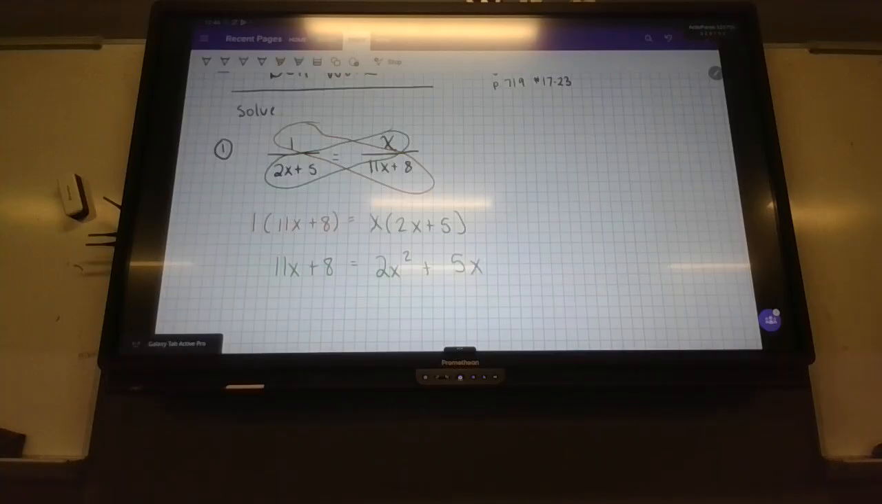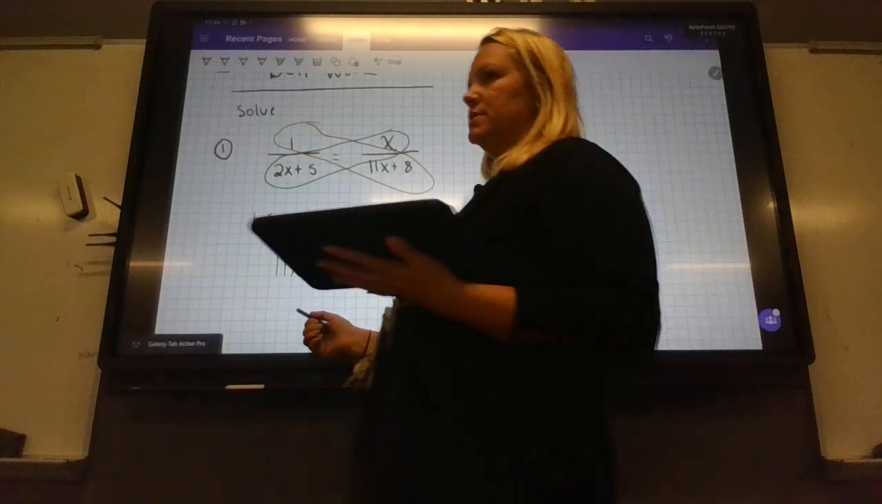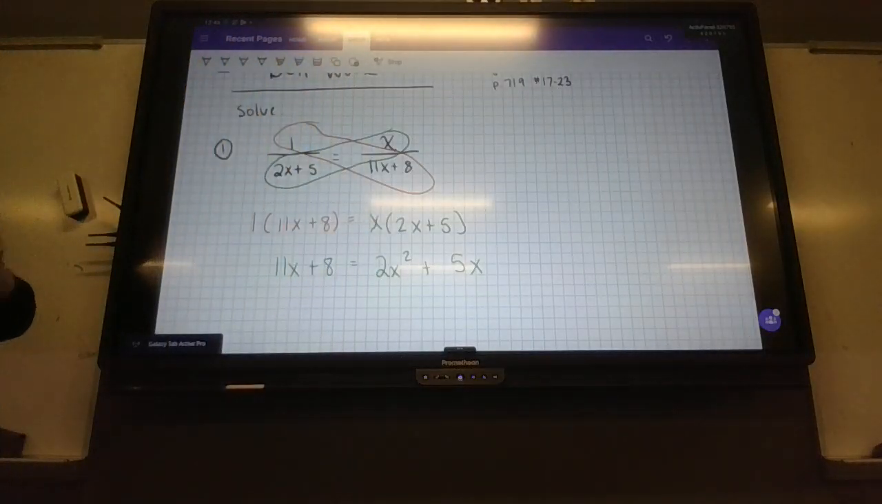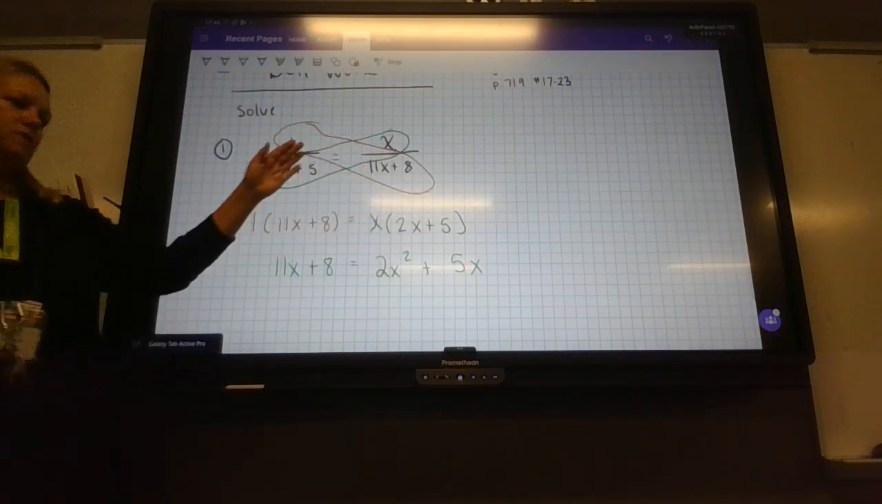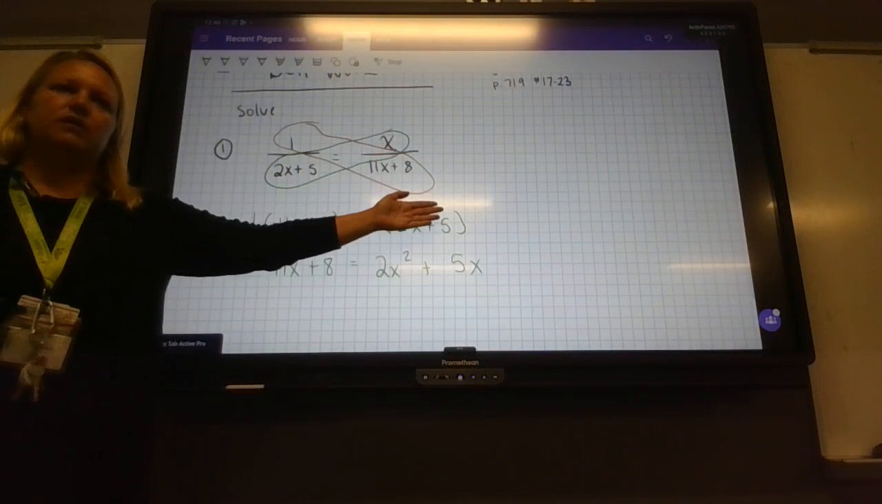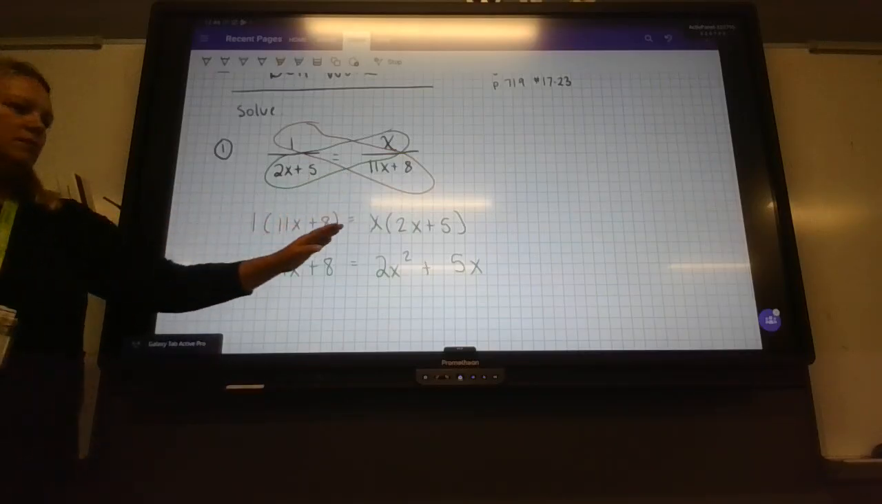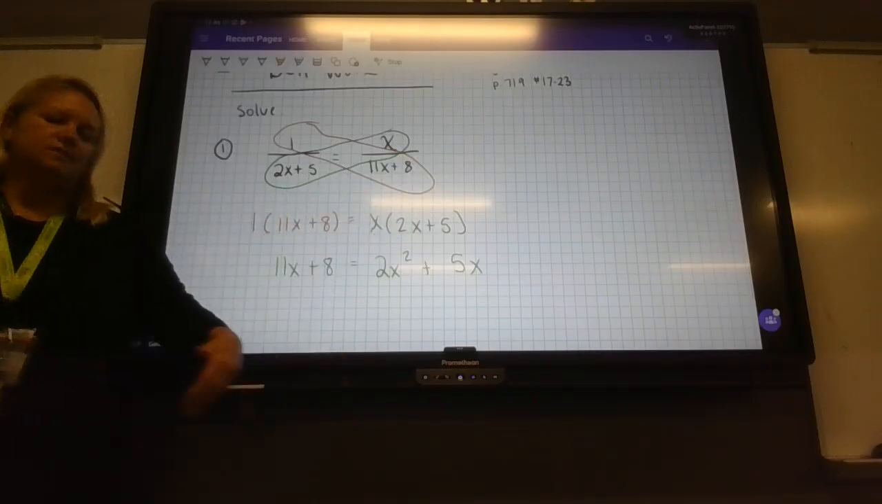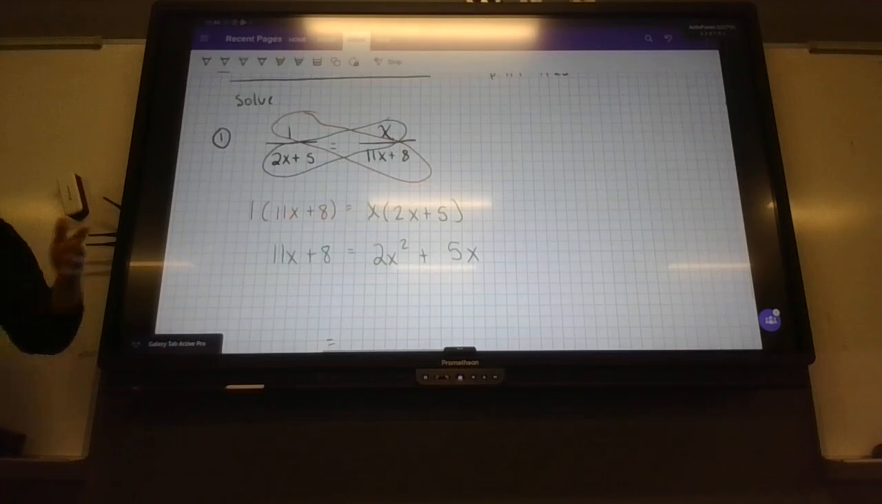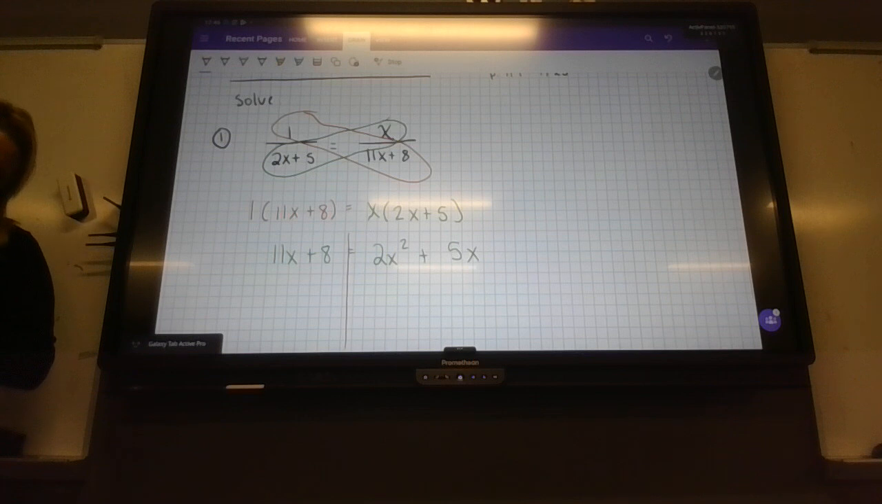Whenever it's x squared, you need to have one side equal 0. And it's totally fine if you wrote these vice versa. You can have the 11x over here and the 2x over here, no worries. The main goal is to keep x squared positive. Sometimes you're moving things to the left and sometimes you're moving things to the right. There's no exact perfect right way.